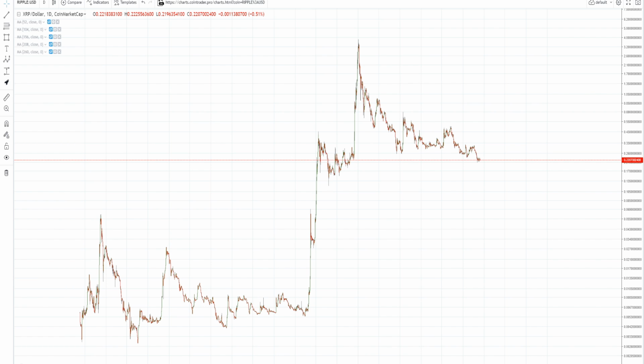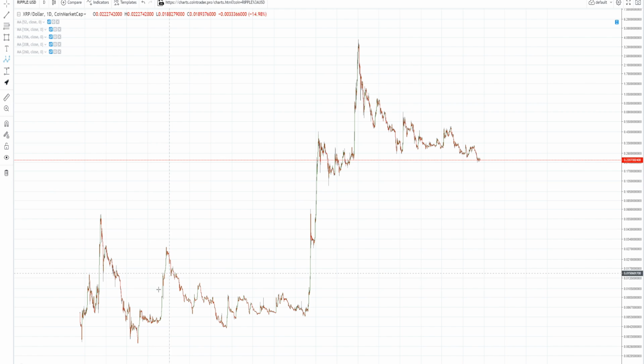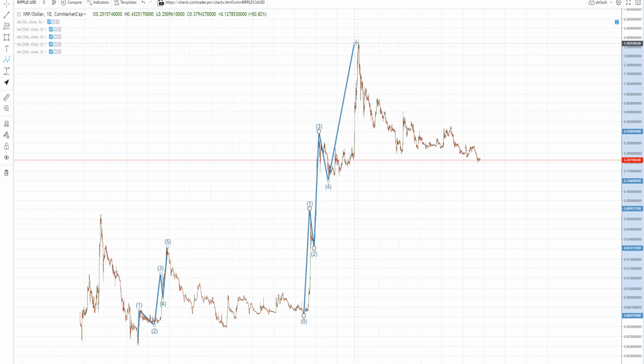And the first thing I want to take a look at is the Elliott Waves. Now you can find the Elliott Wave tool over here on the side, a couple down, right down here: Elliott Impulse Wave 1, 2, 3, 4, 5. And we can see these impulses like here, 1, 2, 3, 4, 5. And we see them over here again. We've got 1, 2, 3, 4, 5.